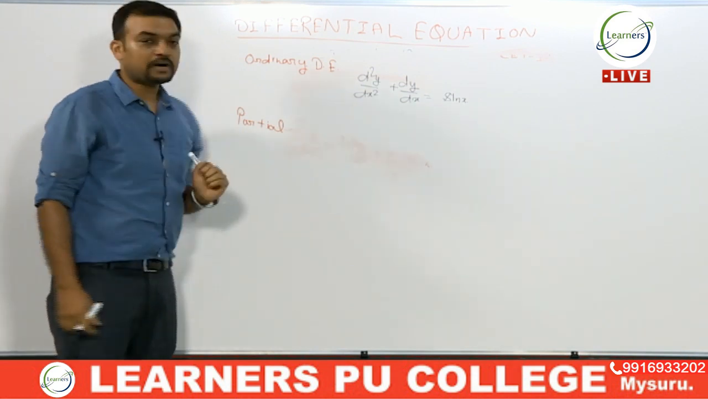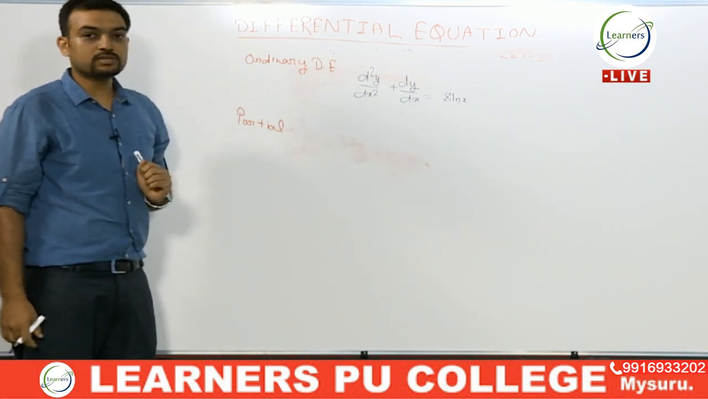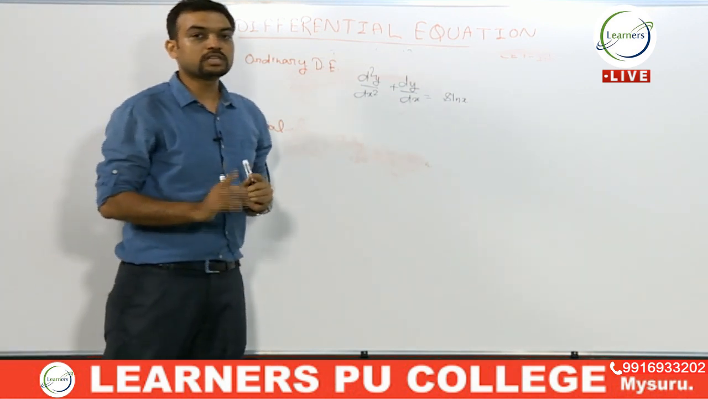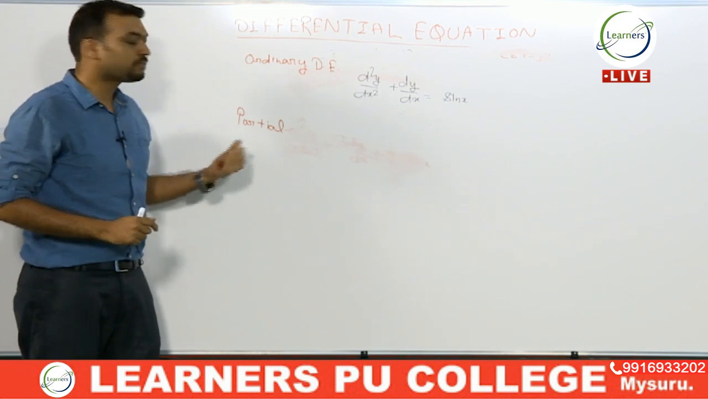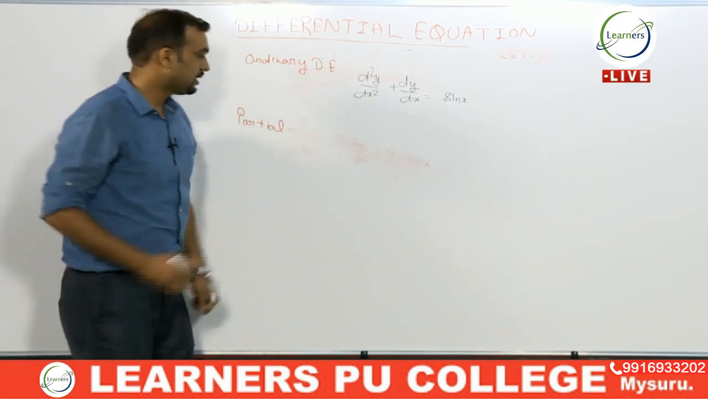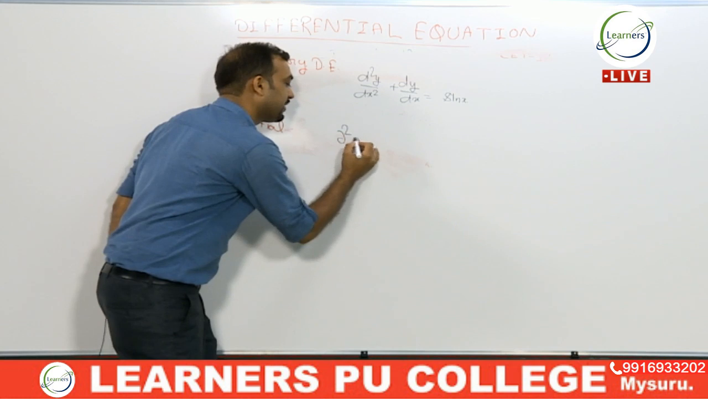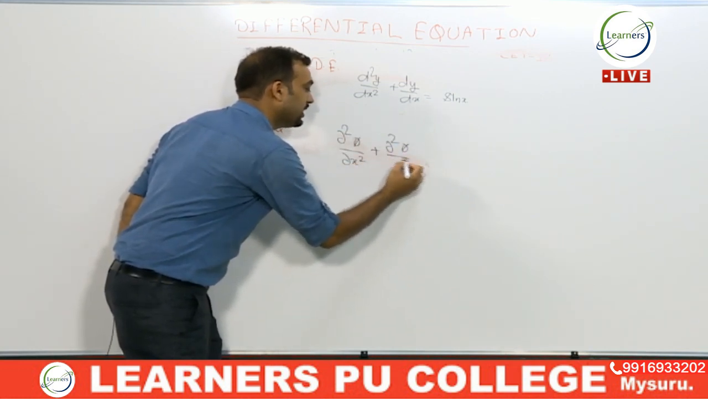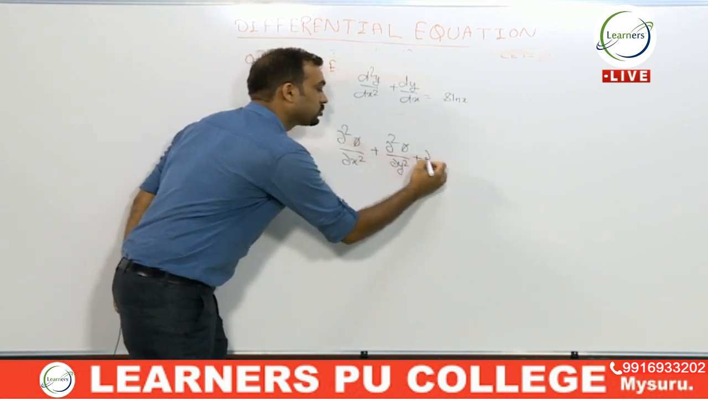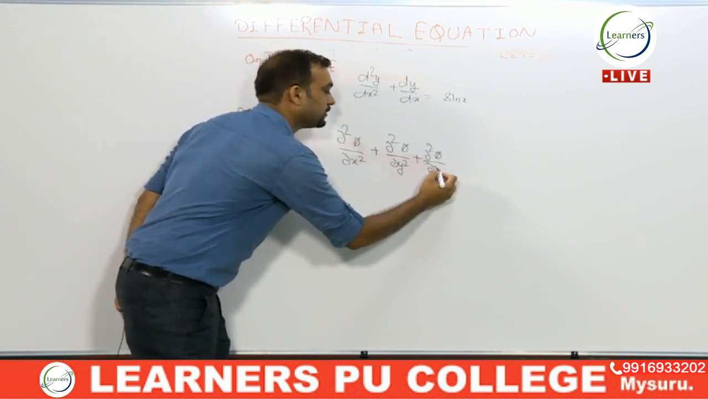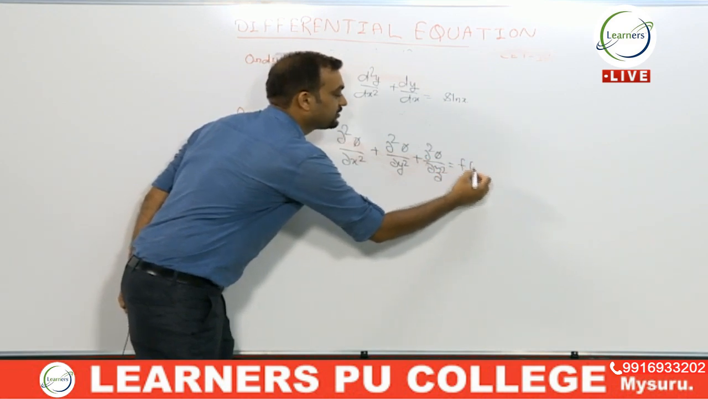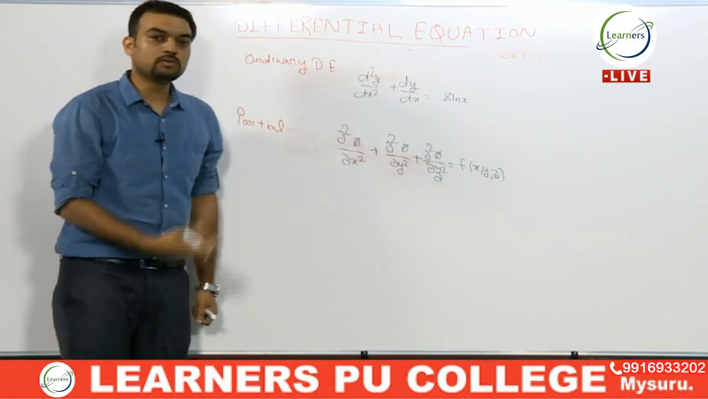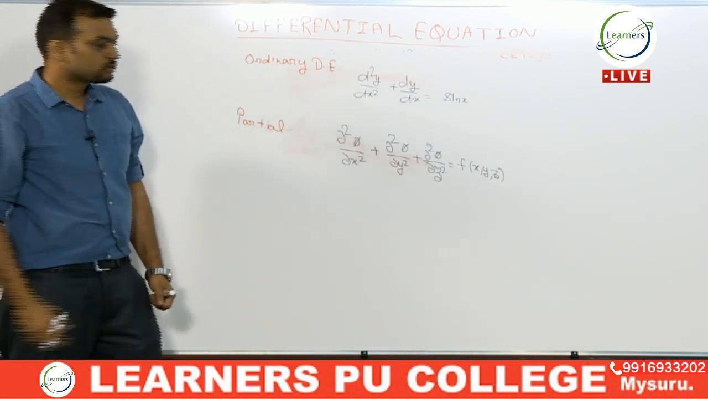Now we will talk about the partial differential equation. Partial differential equation means a differential equation which contains derivatives with respect to more than one independent variable. For example, del square phi upon del x square plus del square phi upon del y square plus del square phi upon del z square is equal to some function of x, y, z. It can be any function of x, y, z; it can be a homogeneous function, it can be 0 also.